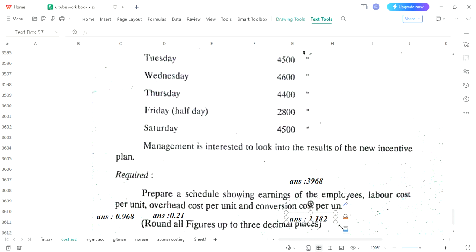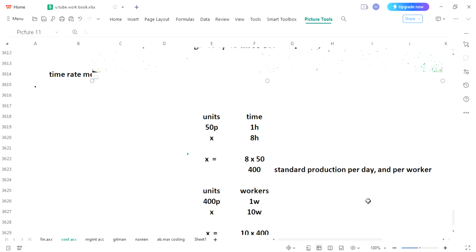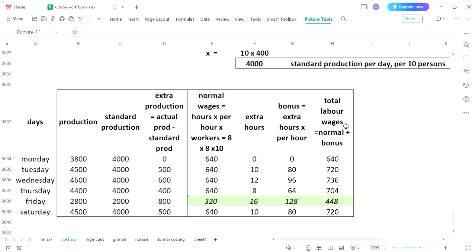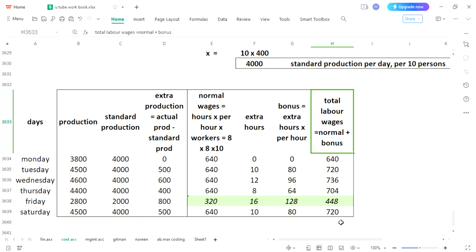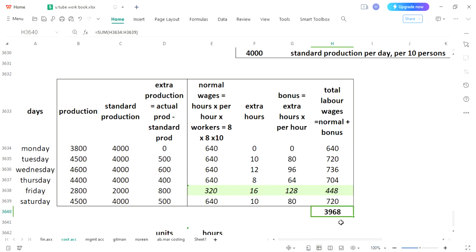First we will see how many days. Your first answer is 3968. Prepare a schedule showing the earning of the employees. We have already calculated the total earning. This is Monday, Tuesday, Wednesday, Thursday, Friday and Saturday wages. What we need is to take the sum of wages of each working day. So the first answer we have got is 3978.